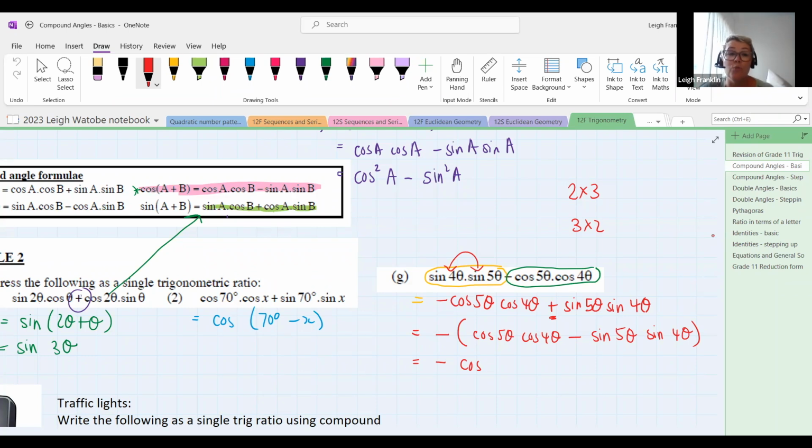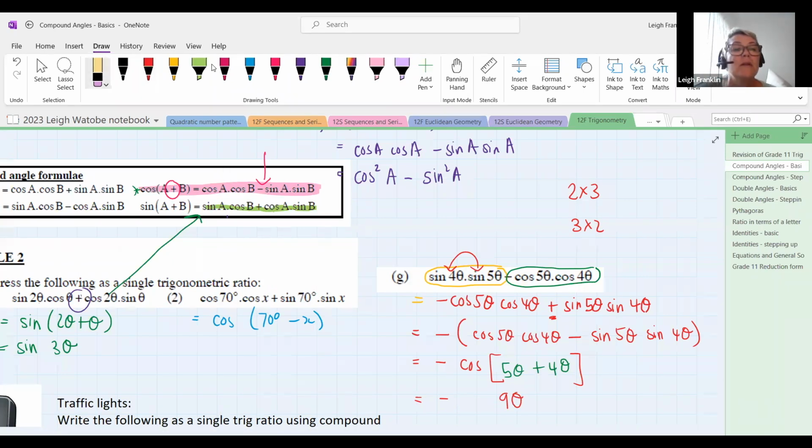Okay, you're almost 100% correct. The problem is that the cos compound angle does not keep its sign. If you look at what I highlighted in pink, there's a minus in the middle here, but here there is a plus. So this is going to end up being 5 theta plus 4 theta, which gives us a final answer of negative cos 9 theta.